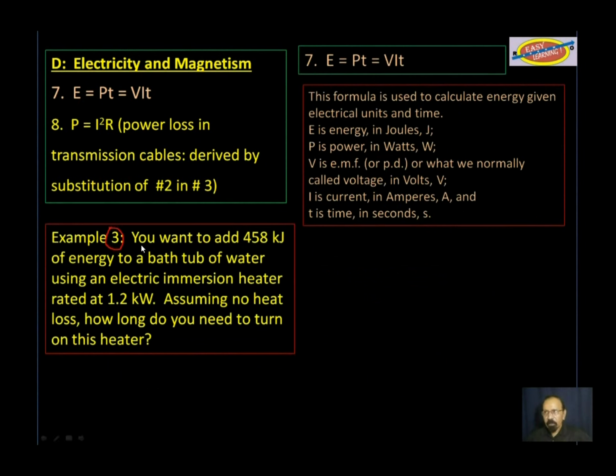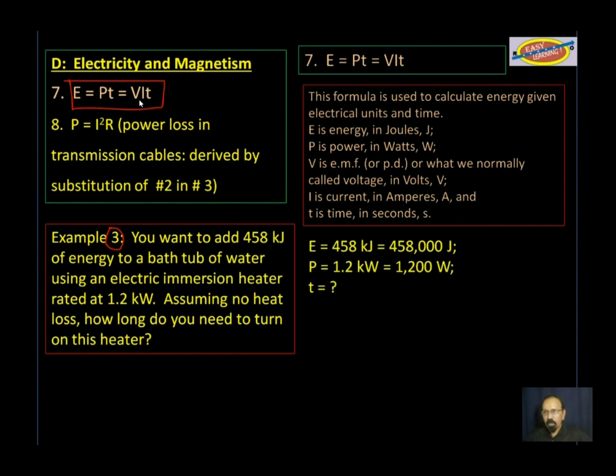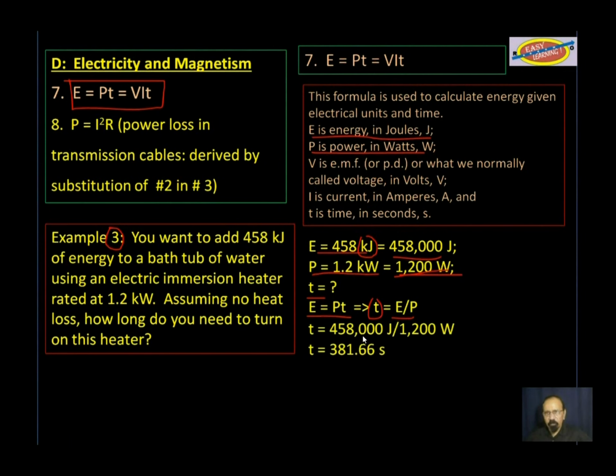We look at example 3, still dealing with formula 7. E is equal to PT, which is equal to VIT. So what are we given? We are given the energy this time. It is in kilojoules, so we will carry it to joules. Remember, we said energy in this formula is in joules. Power is in kilowatts, 1.2 kilowatts, so we will carry it to watts, 1200 watts. We want to find the time. E is equal to PT. Therefore, T is equal to E over P.